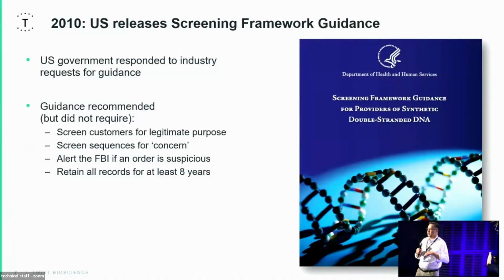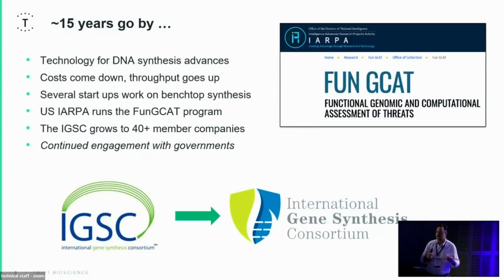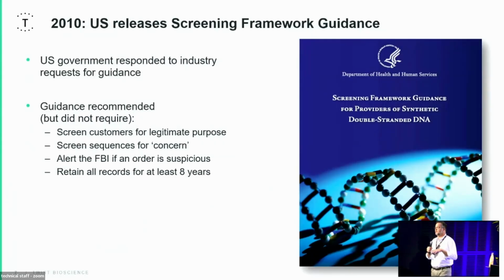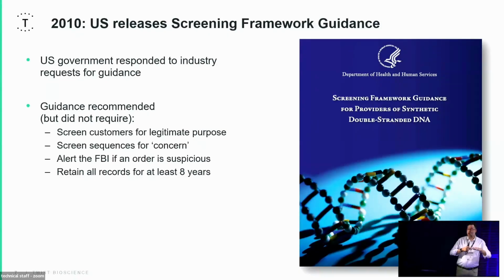So in 2010, the US government released a guidance document that essentially canonized recommendations that the government and the national security side had for these companies, saying you should screen your customers, make sure they're legitimate. Now what that means is something we can all argue about, and we have, but that is a good goal. You should screen the sequences so that you make sure you know what you're being asked to make. You should also alert, in the case of the United States, you should call the FBI if there's anything suspicious. That should be your first point of contact. And you should retain all of the records of this activity for 8 years, so you have some ability to go back forensically.